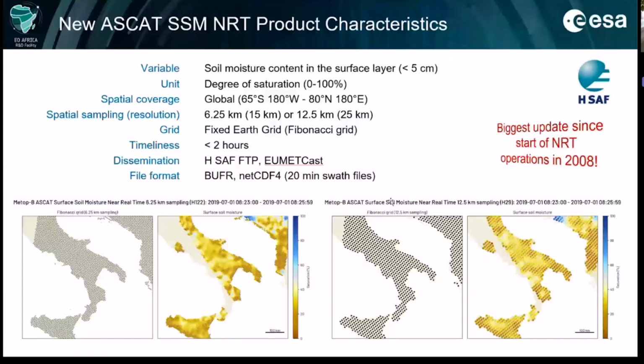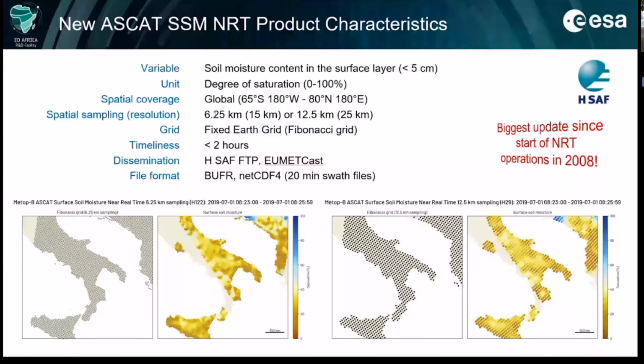So the basic characteristics of the products are still the same, but there will now be a different gridding system and spatial resolution on a different fixed earth grid. The new fixed earth grid is now a Fibonacci grid, a grid representation that is, for example, also used by the European Center for Medium Range Weather Forecasting.